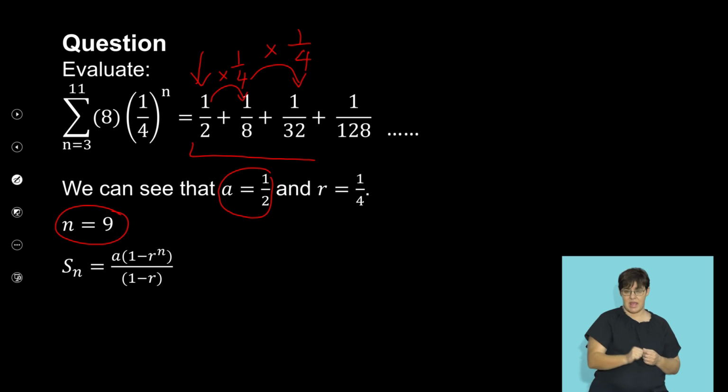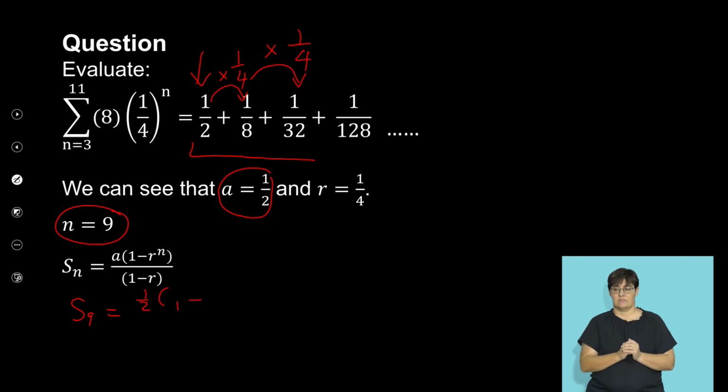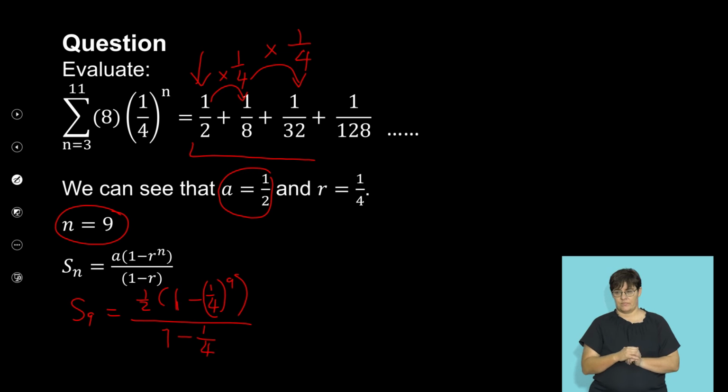Because I have my a, as well as my r, as well as my n, I can substitute into Sn. So the sum of the first 9 terms will be equal to our half times 1 minus a quarter. This is going to be to the power of n because it's the first 9 terms, or there are 9 terms rather involved in this sum, all over 1 minus a quarter.